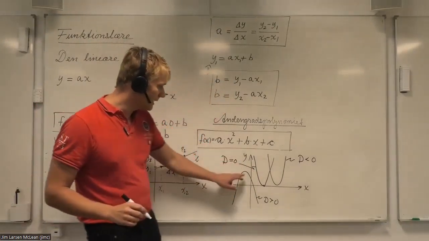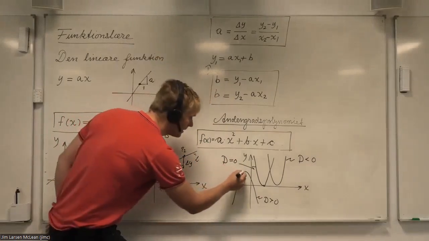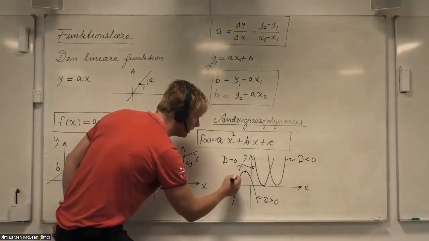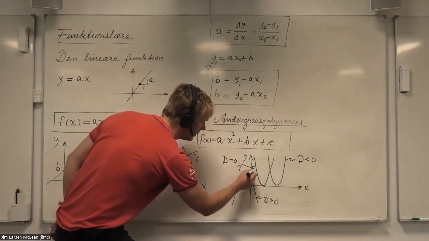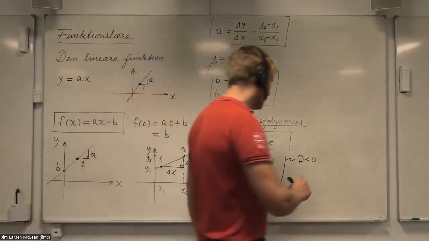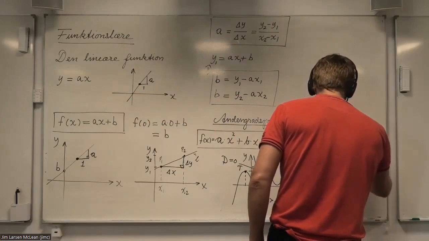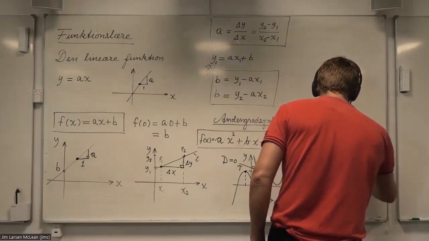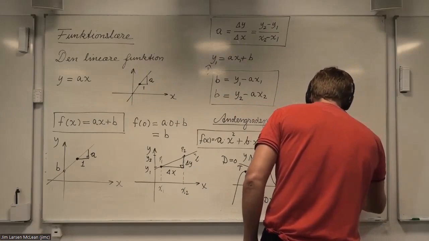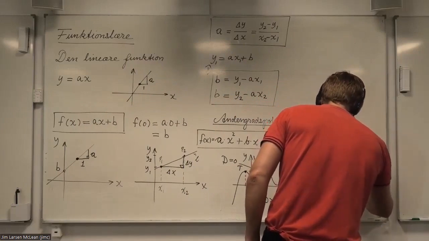If you want to know the coordinates of the vertex, let's say this point is T for the vertex, and I want to know the x-coordinate and the y-coordinate of the vertex, then there's a formula that looks like this. The x-coordinate of the vertex is -b over 2a. And the y-coordinate of the vertex is -D over 4a.